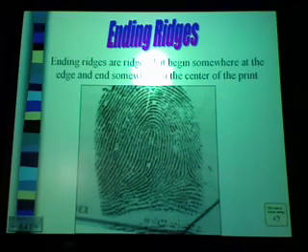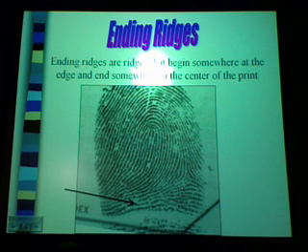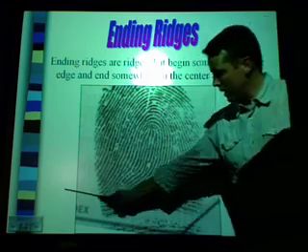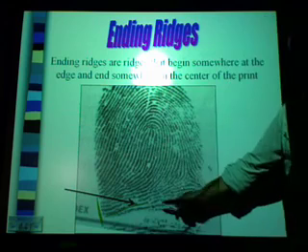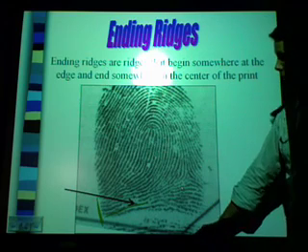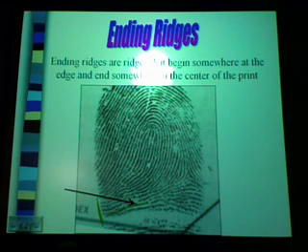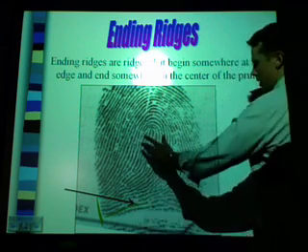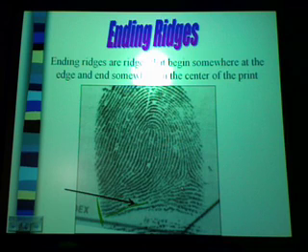Ending ridges. Ending ridges are ridges that begin somewhere at the edge of the print and end in the center of the print. This friction ridge line right here begins off the page, off the print, and ends somewhere in the center, making it an ending ridge. Remember, with an island, you'll see both ends of that ridge somewhere in the center.